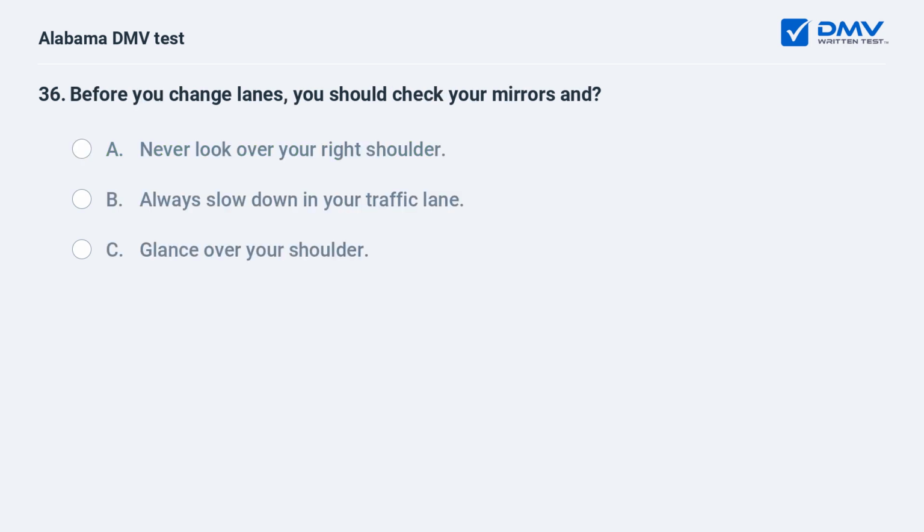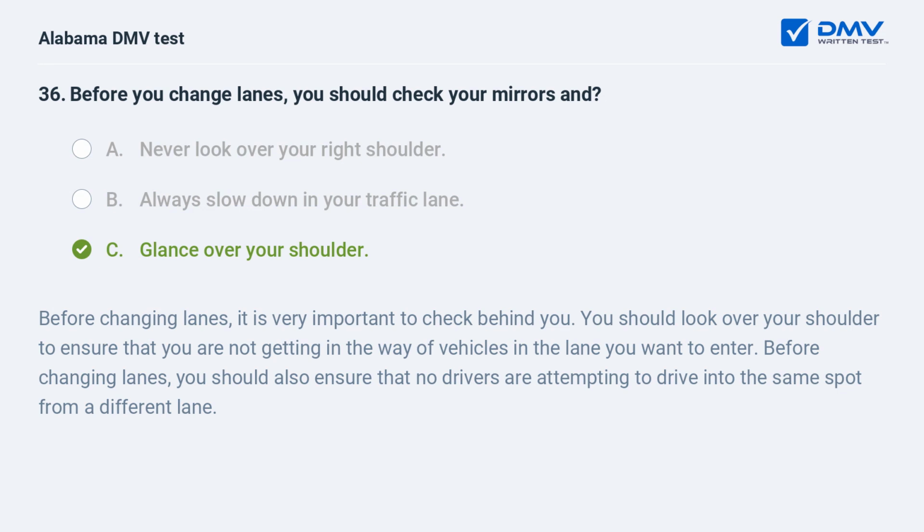Before you change lanes, you should check your mirrors and A. Never look over your right shoulder, B. Always slow down in your traffic lane, C. Glance over your shoulder. C. Glance over your shoulder.